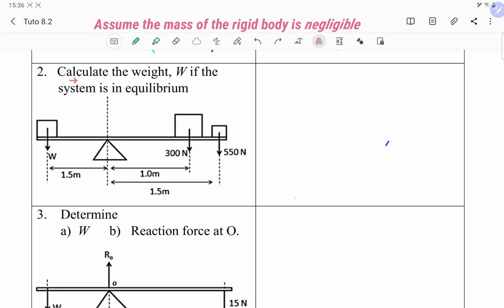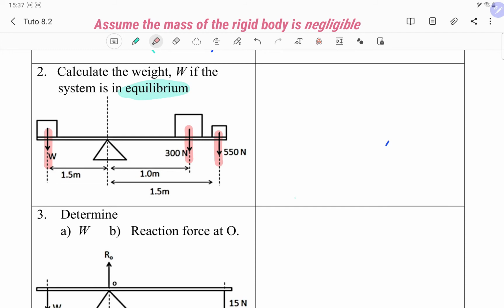Okay, number 2, calculate the weight W if the system is in equilibrium. So let's first draw the FBD. On the right hand side, we have weight going down. Then we have weight going down. And then we have weight over here. To draw the FBD, we only focus on the rigid body. Now our rigid body is this board. So draw all the forces acting on this body.